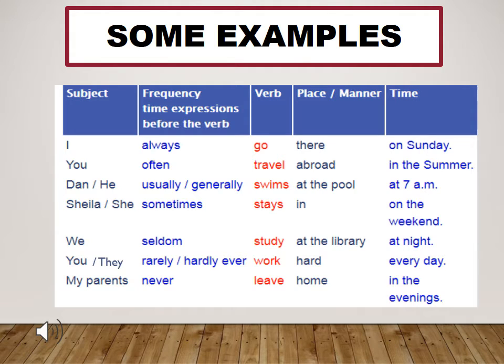Here we have some examples of frequency time expressions. In example number 1, you can see I always go there on Sunday means there is a place where I go all the time. That is why I use the expression always. In the last example, you can see my parents never leave home in the evening means my parents leave home 0% of the time in the evening. So I use never as an expression to explain that they don't go out in the evening.